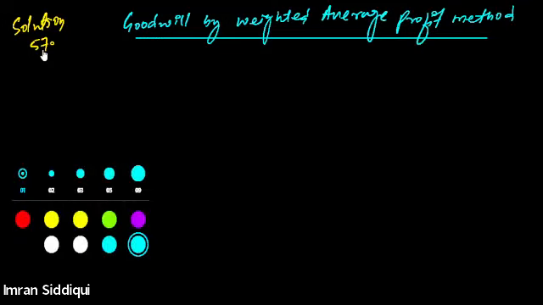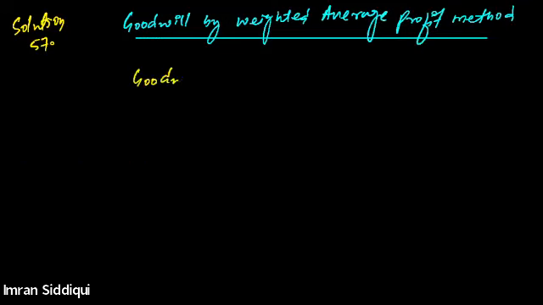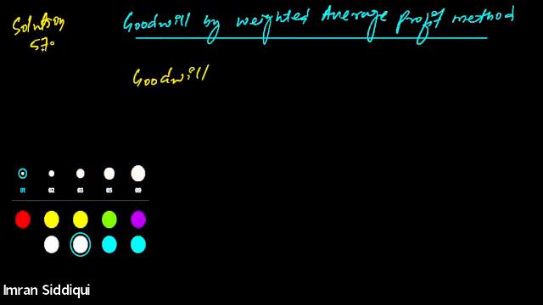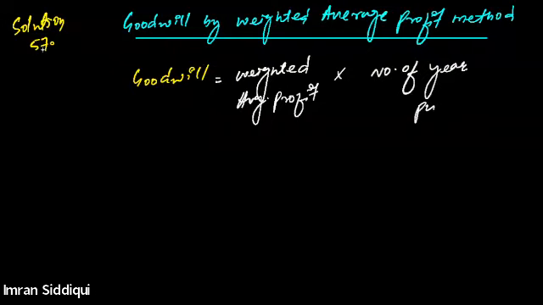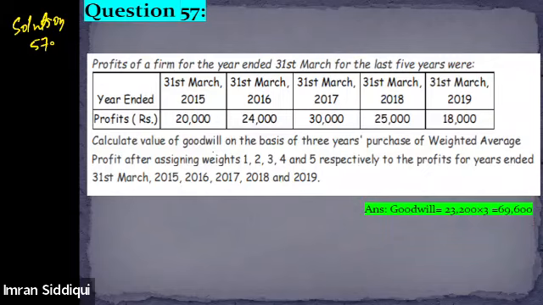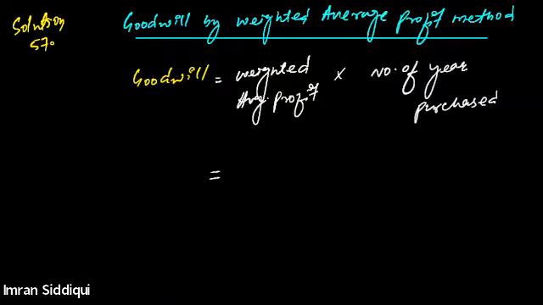The formula in case of weighted average method is: goodwill equals weighted average profit multiplied by the number of years purchased. Number of years purchased is already given in the question. We don't have to make any calculation for it. It is 3 years, so we just write 3 years here. All we need to do is find out the weighted average profit. So let's prepare a working note for that.